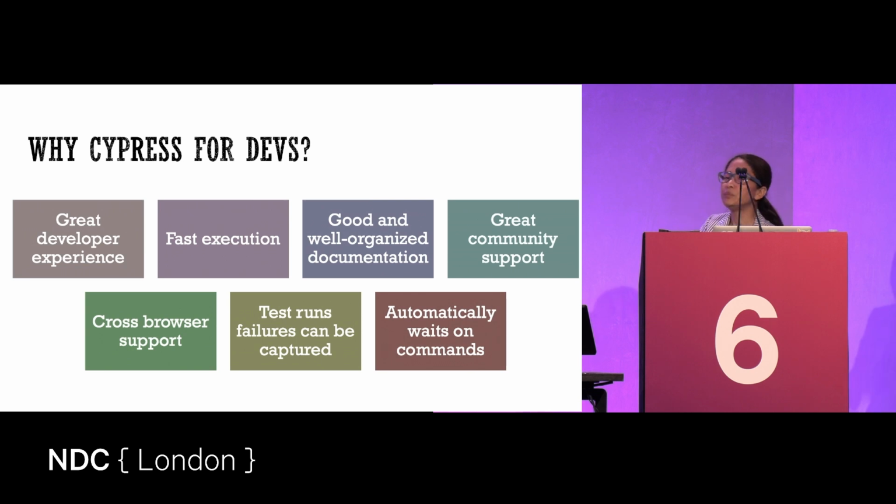And also, the test run failures in the CI/CD can be captured in snapshots and videos. So if ever you need to show your tests or your videos to others, you can easily do so. And lastly, it automatically awaits commands, so you don't need to do async hell or something like that, or async await when you do your test.